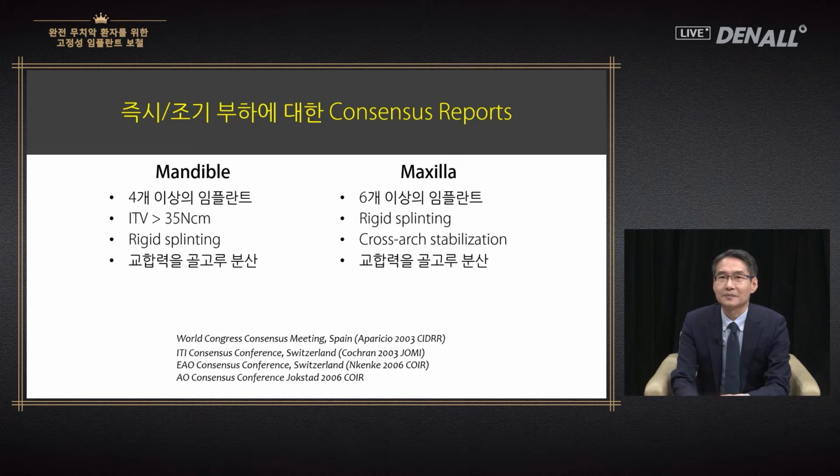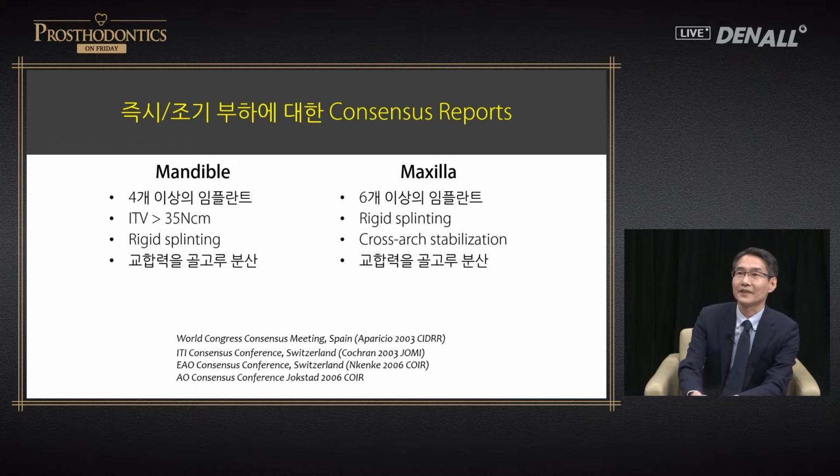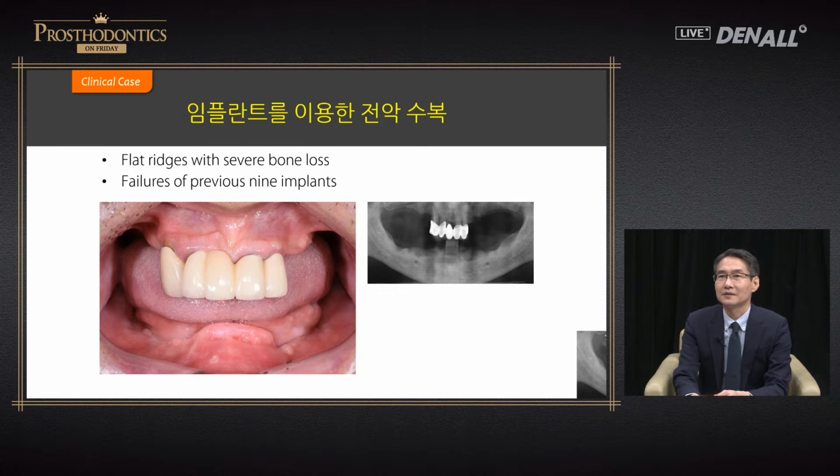There are several consensus reports if you look at the common grounds. If you place 4 implants or 6 implants in the case of the upper, you can get appropriate primary stability and do cross-arch rigid splinting. And this will allow for immediate loading. In the case of edentulous patient, especially in the lower, I attempt for immediate loading. Immediate loading can be very difficult at first, but I believe this is the best option to help alleviate patient discomfort. This patient came in like this.